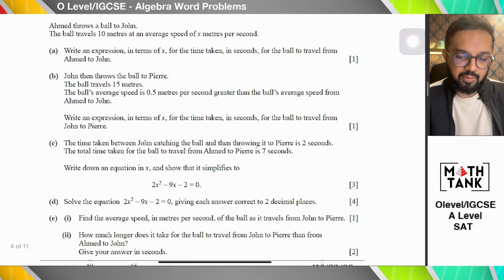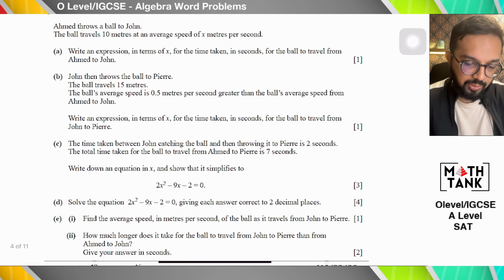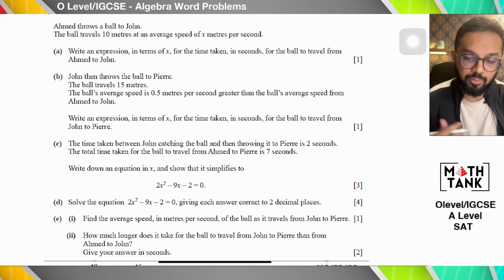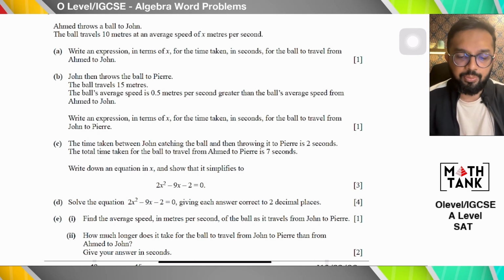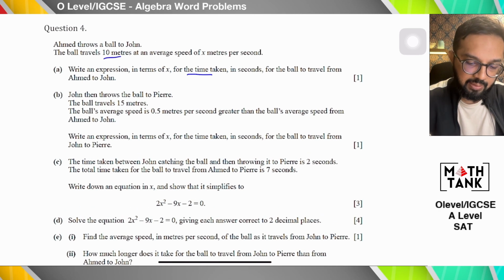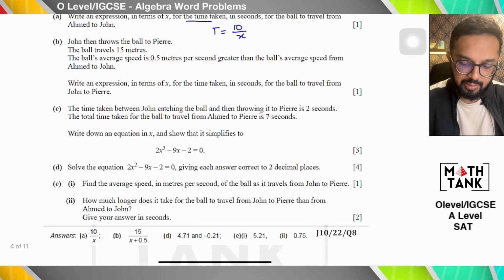Let's look at this. This is again something related to speed and time. It says Ahmed throws a ball to John. The ball travels 10 meters at an average speed of x meters per second. Write an expression in terms of x for the time taken, in seconds, for the ball to travel from Ahmed to John. So the distance is 10 and the speed is x. Again, the time would be 10 divided by x.